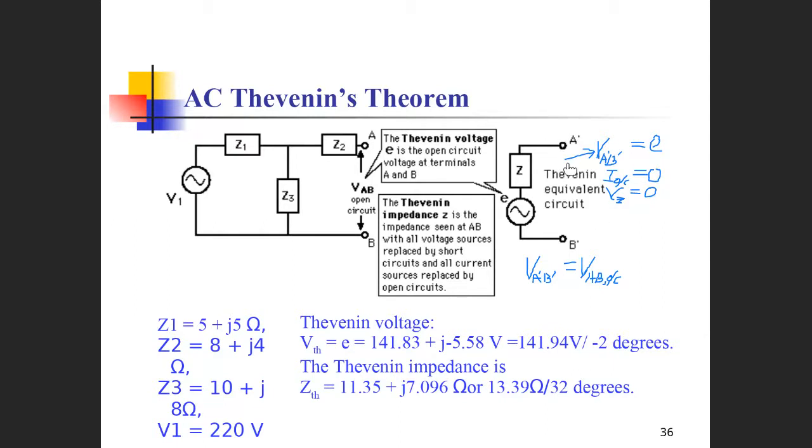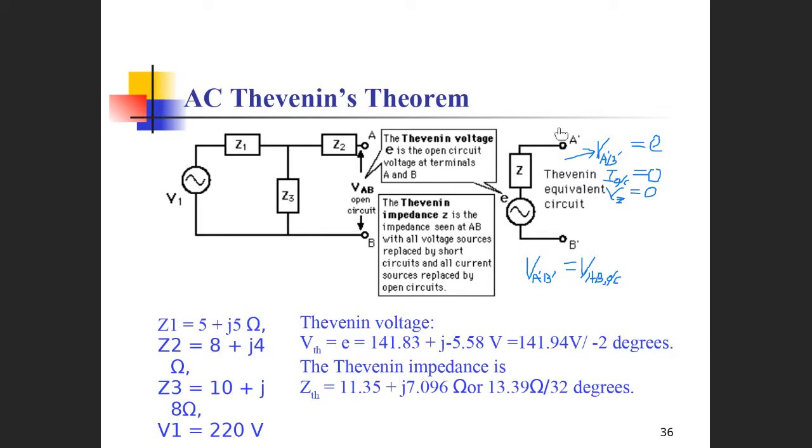Okay, so this is the presupposed open circuit, right? When it is open, because the current is 0, the voltage drop across the Z is 0, and as a result, the terminal voltage V A prime B prime equals E. That's it, equal to E.